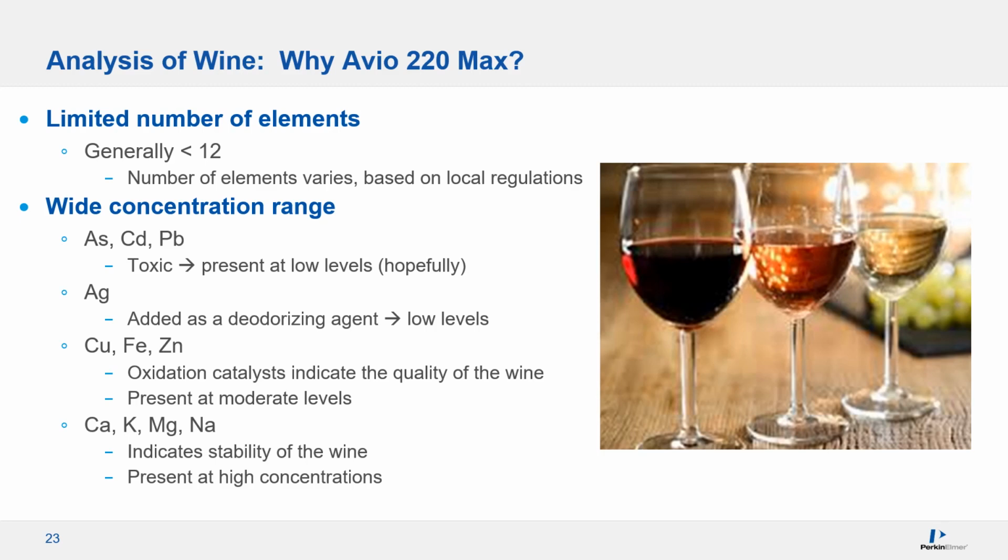If we look at arsenic, cadmium, and lead, these are toxic elements, so they should be present at low levels, hopefully. Another common analyte is silver. This is added to the wine as a deodorizing agent, and is typically present at low levels. Three other elements that are important are copper, iron, and zinc. These are oxidation catalysts that indicate the quality of the wine, and they're usually present at moderate levels. And finally, we have the minerals, calcium, potassium, magnesium, and sodium. These usually indicate the stability of the wine and are present at high concentrations.